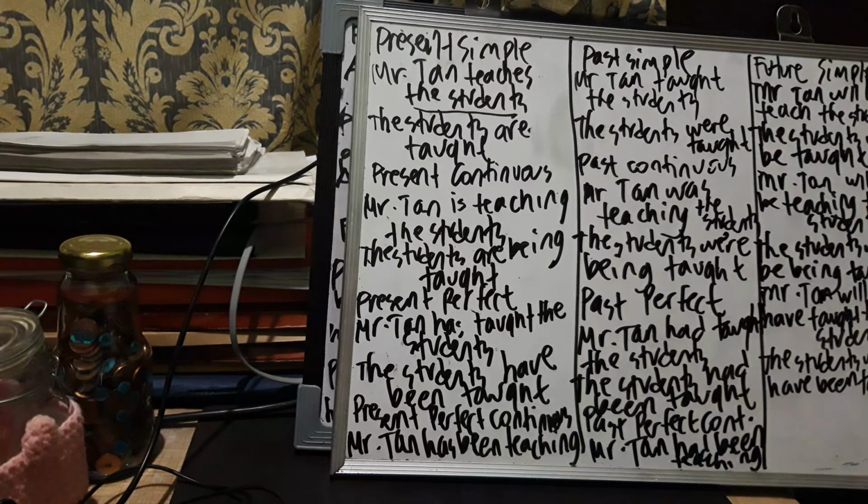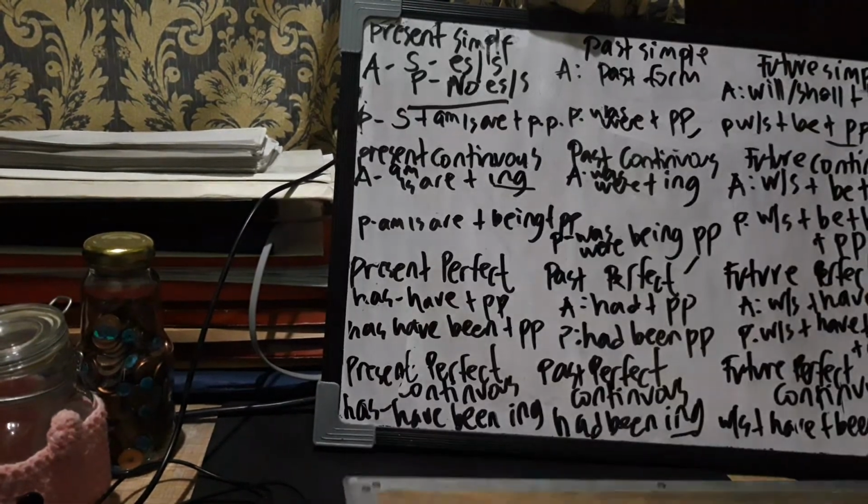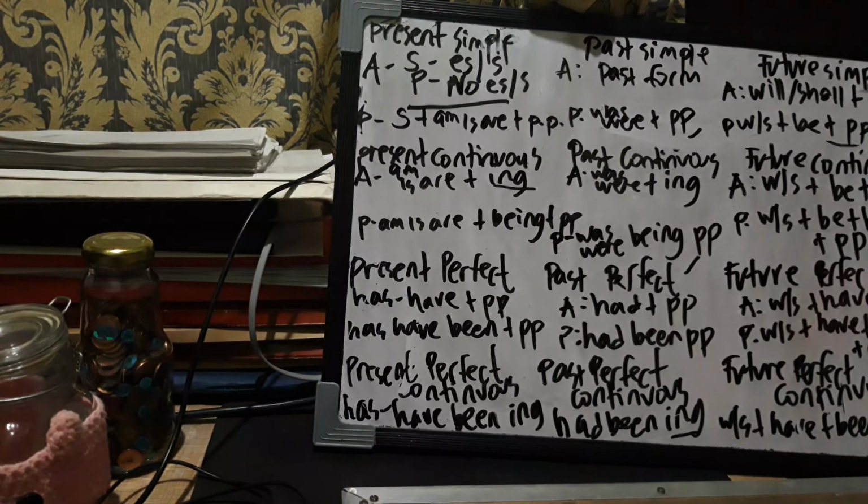Now, the last one is we have the future perfect continuous. Again, this is only an active form. So it would be Mr. Tan will have been teaching the students. So guys, this is now the complete patterns when it comes to the 12 tenses of verbs. So again, these are the patterns.